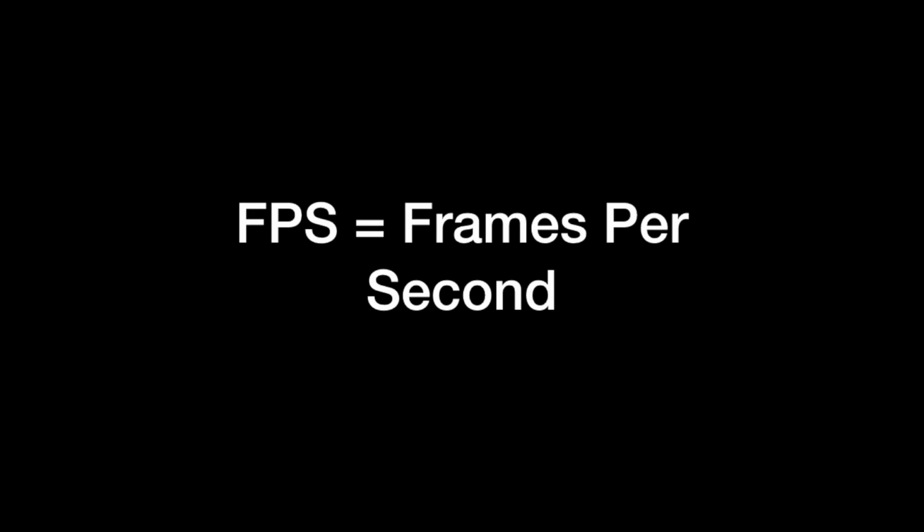linear lens. The next setting we need to talk about is FPS, and what this stands for is frames per second. Since all video is just a series of still images played in succession, we need to know how many images are going to be in each second.